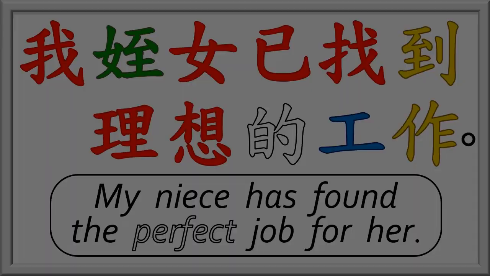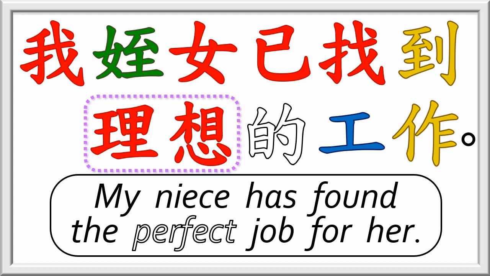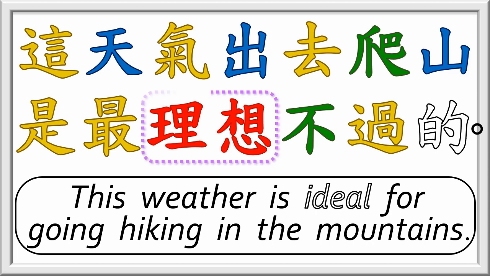If we try to imagine the way things should be arranged, or a structure that should be followed, we are imagining an ideal, known as 理想 in Chinese. 我侄女已找到理想的工作。My niece has found the perfect, the ideal job for her. 这天气出去爬山是最理想不过的。This weather is ideal for hiking in the mountains.